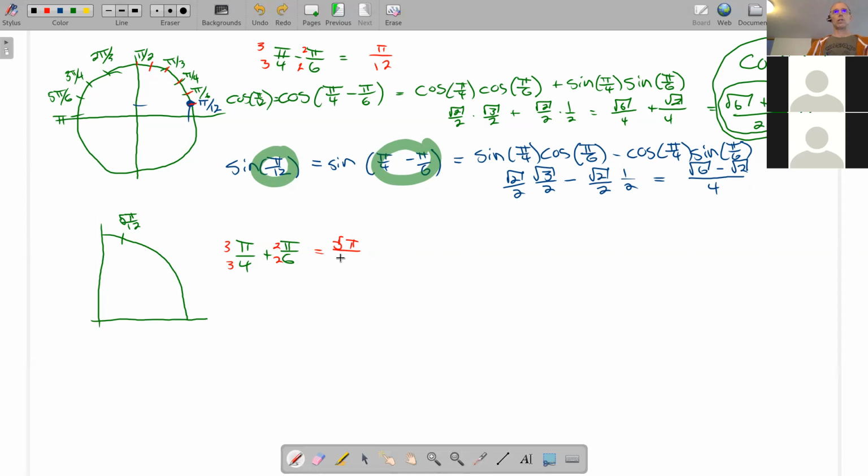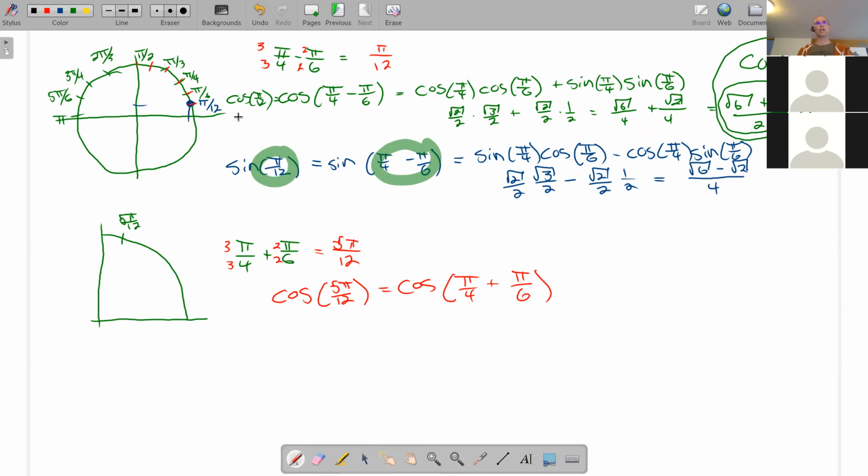2 times 6 is 12. So it turns out I could find sine or cosine of 5 pi over 12. So for example, let's consider cosine of 5 pi over 12, because 5 pi over 12 is pi over 4 plus pi over 6. So instead of applying the angle difference formula up there, I would apply the angle sum formula. And so we can generate a whole bunch of other perfect, exact answers around the unit circle with these angle sum and angle difference formulas.